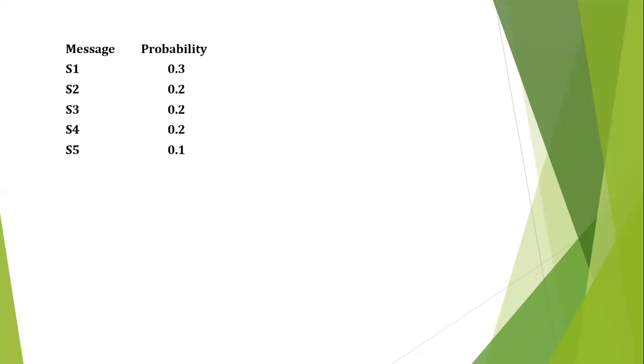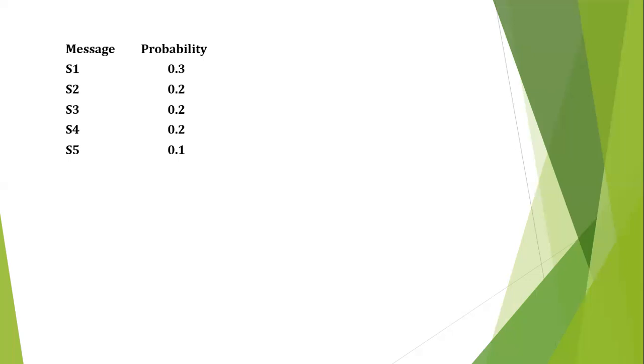The first step is to sort the symbols in decreasing order. Luckily, in the given example, they are already sorted in decreasing order: S1, S2, S3, S4, and S5, with probabilities 0.3, 0.2, 0.2, 0.2, 0.1. The sorting is based on the probability.